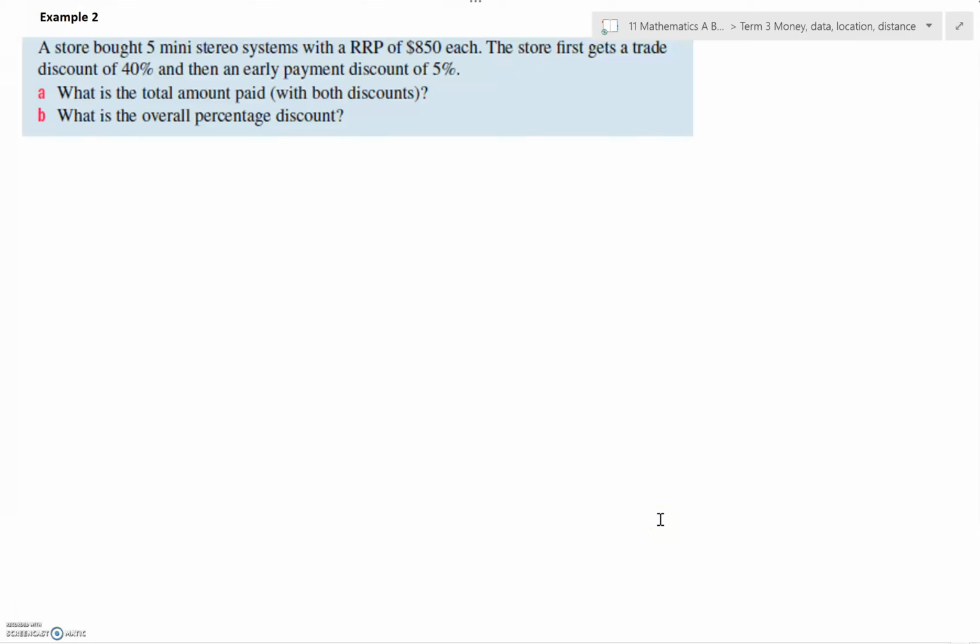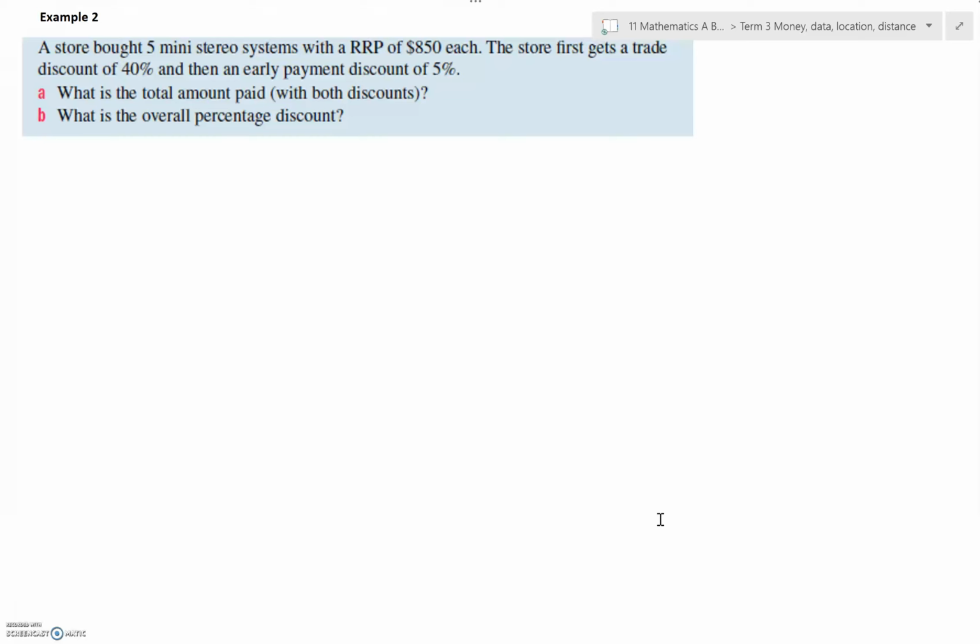Okay, so I'm going to go on to the second discounting example. So let's read it. A store bought 5 mini stereo systems with an RRP, recommended retail price, of $850 each. The store first gets a trade discount of 40% and then an early payment discount of 5%. So there's two different percentages and they'll be calculated off different amounts. So we have to be careful with those.